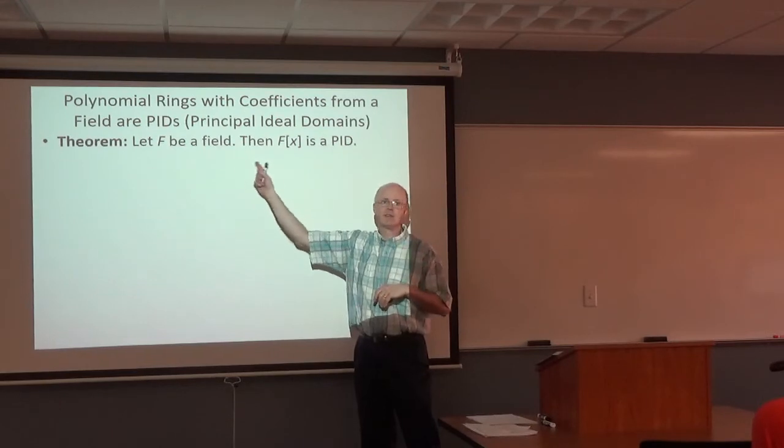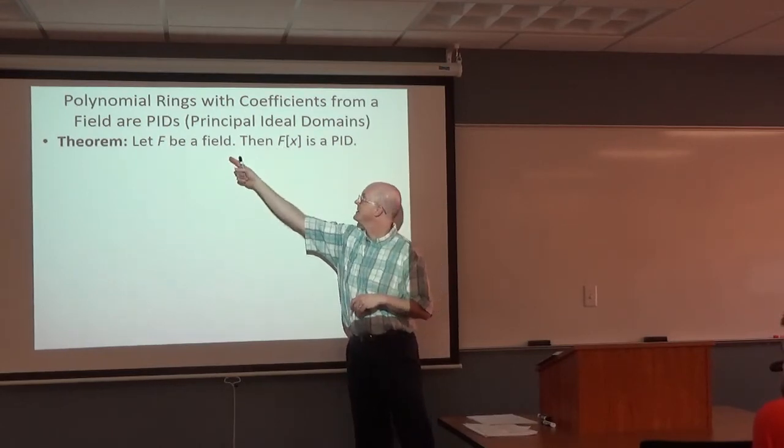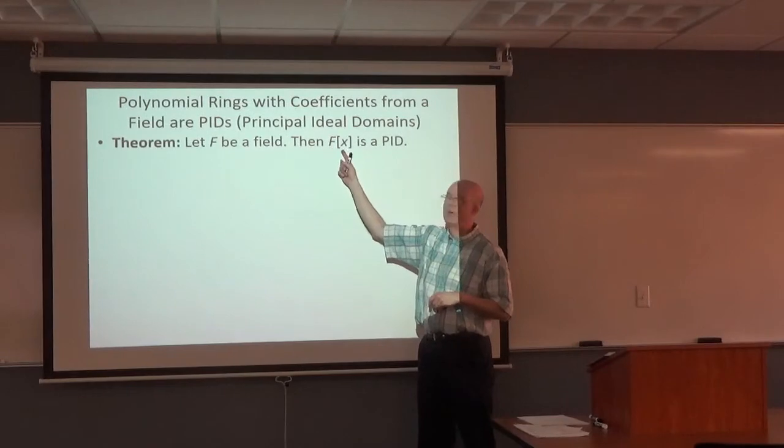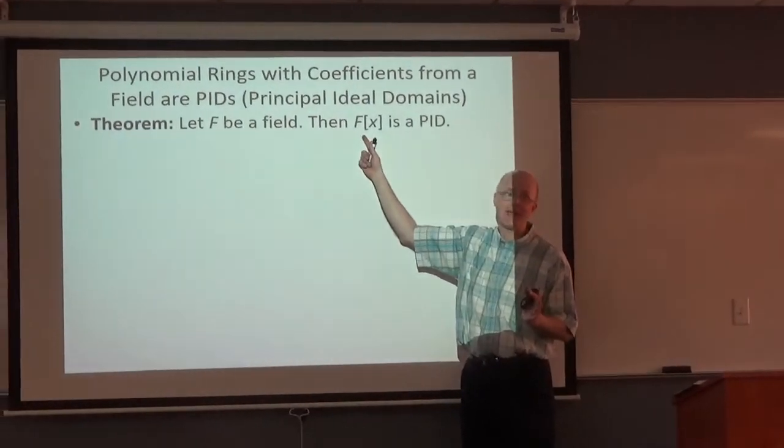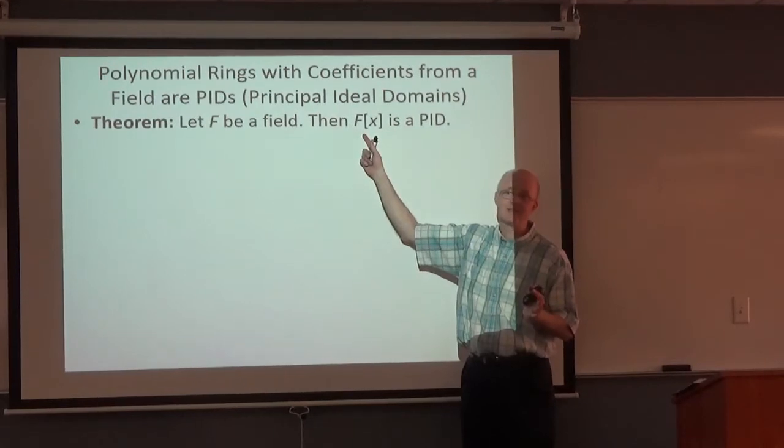Even if F is a field, the coefficients are from a field, this ring is never a field. This polynomial ring, it is a ring, but that's not a field. There are plenty of things in there that are not units, anything with degree greater than or equal to 1. Okay, that's worth remembering.